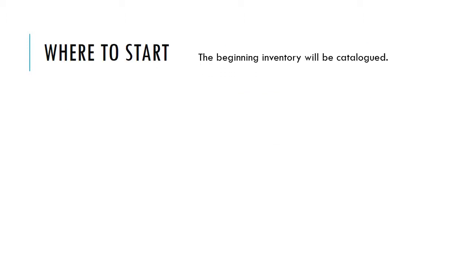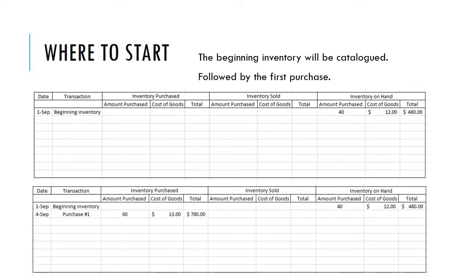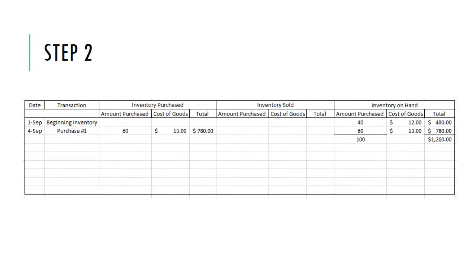First, you catalogue your beginning inventory under inventory on hand, as you already have this in stock. Then you put down your inventory purchase. The next step is to move purchase number 1 into inventory on hand, as this will make the following equations easier. You add the units in the beginning inventory and in the purchase, as well as the totals.